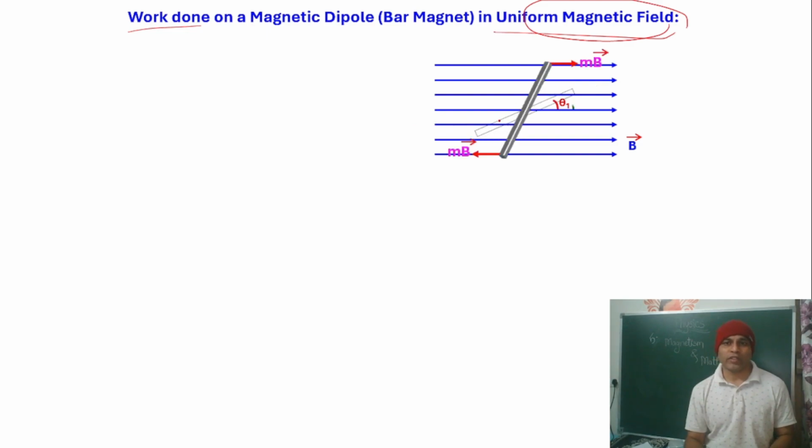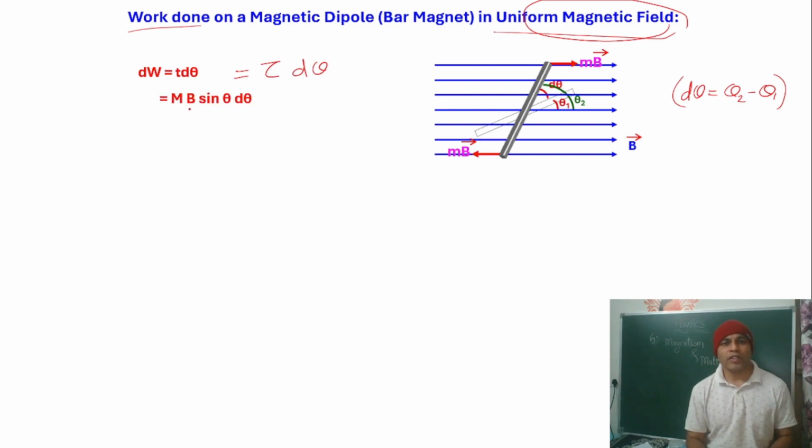Now it rotates, and you can see the angle changes to theta 2. The smallest difference between these two is d theta, which is theta 2 minus theta 1. So dW, the work done by the torque, is torque into d theta, the angle difference, from the first angle to the other angle.